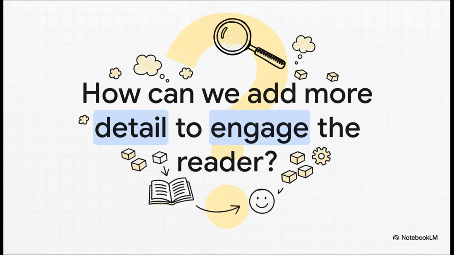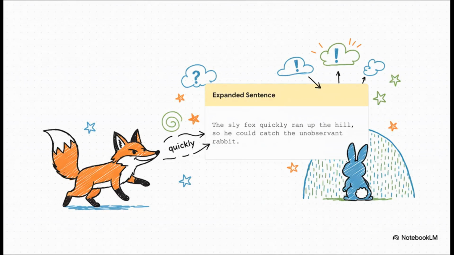So for the final step in our guided practice, we're going to push them to get even fancier. We want more detail. The question now becomes, how can we add some spice to this? How can we paint a really clear picture for our reader? And would you look at that? What an amazing transformation. By guiding them to add juicy adjectives like sly and unobservant, and an adverb like quickly, the sentence just comes alive. It's so much more descriptive and honestly, so much more fun to read.